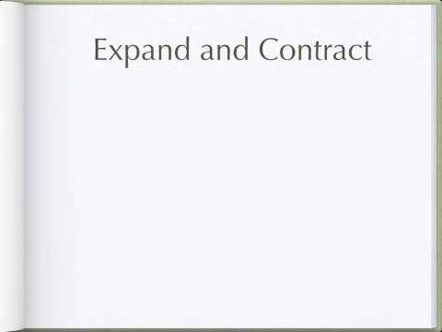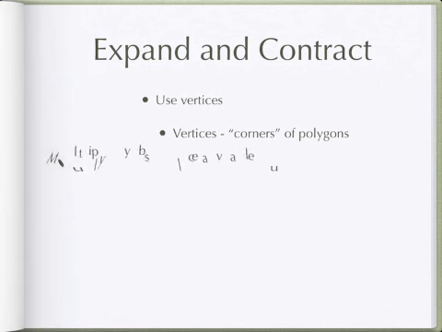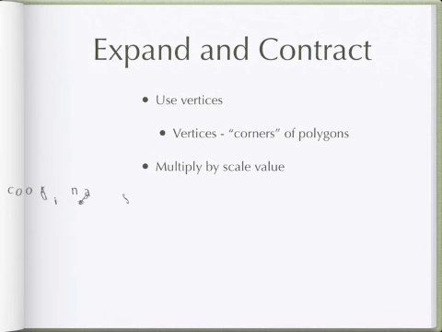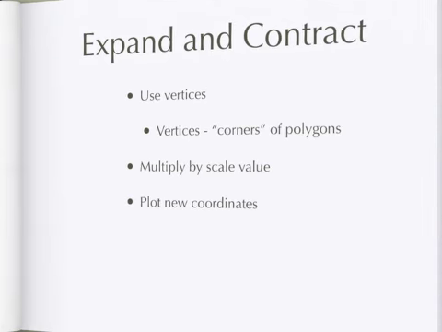Alright, now to expand or contract a figure on a coordinate plane. So what we're going to do is use the vertices, which are the corners of polygons, and then we're going to multiply by the scale value and plot our new coordinates. So let's take a look at an example.